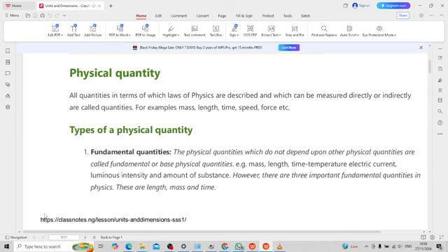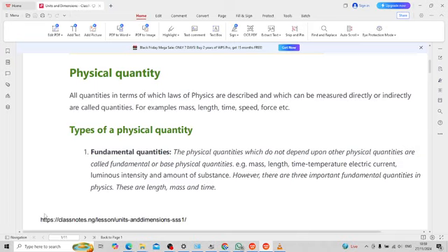Now, anything we discuss in physics, we refer to them as quantity. Quantity is any parameter or any things that we are discussing in relation to the matter. So basically we refer to them as a physical quantity. That's how we now say all quantities in terms of which laws of physics are described and which can be measured directly or indirectly are called quantities. Any parameters.